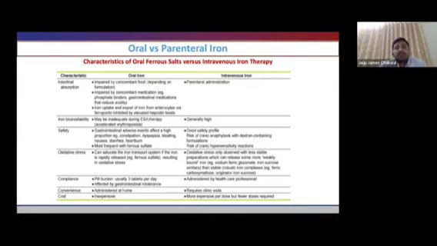And intravenous iron is a parenteral administration. It is readily available for usage. There is no need for absorption of the iron; it is directly available for usage. As for bioavailability, it might be inadequate in oral supplementation, and in IV supplementation it is usually high.